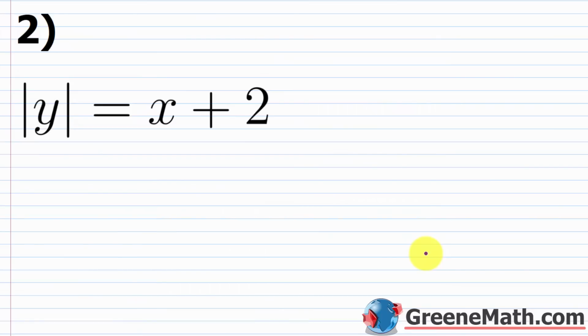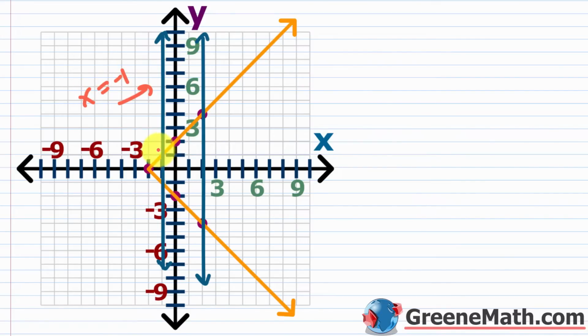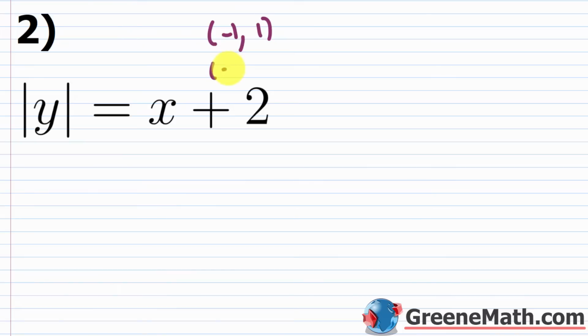All right, let's take a look at problem 2. Here we have the absolute value of y is equal to x plus 2. Looking at the graph, we immediately see we would have a problem. Let me draw a few vertical lines here, and we can analyze what's going on. This line here, let's say this is x equals -1. When you look at it, this vertical line impacts the graph here and also here. This point right here is going to be -1, 1, and this point right here is going to be -1, -1. So let's go back up. We have -1, 1, and then -1, -1.